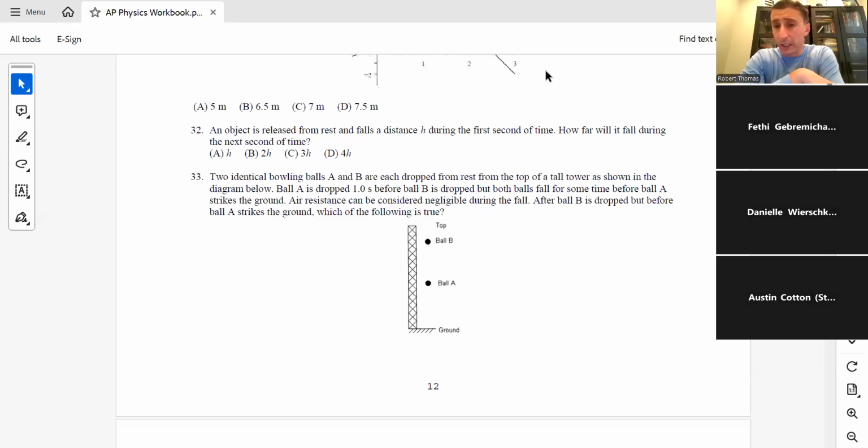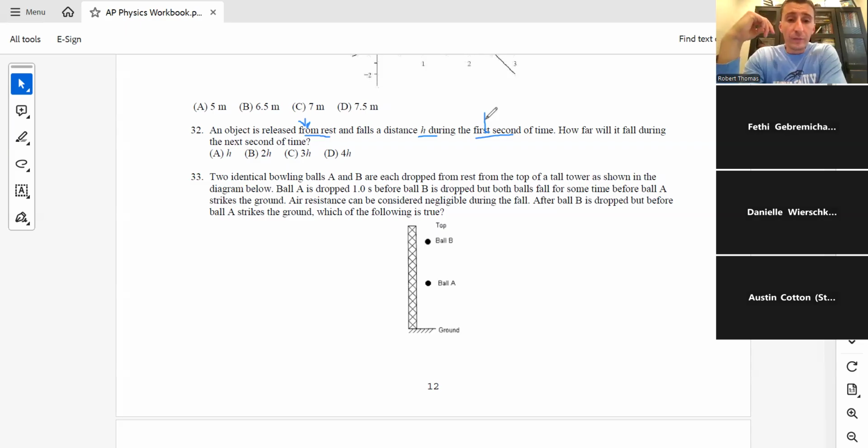I can't write on the screen, can I? No. All right, so let me try this. It might be ugly, but at least it'll be this. So this gives you something, right? From rest, falls a distance h during the first second of time. So we know it's free fall. So this would be my v naught, my initial. This is my h. I know t equals 1, right?